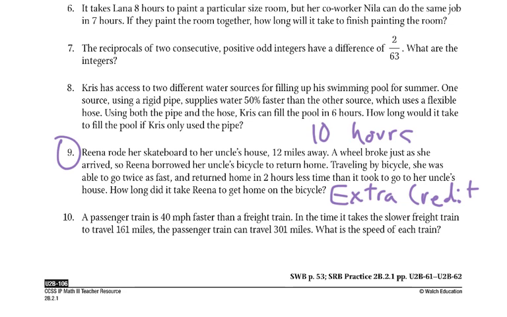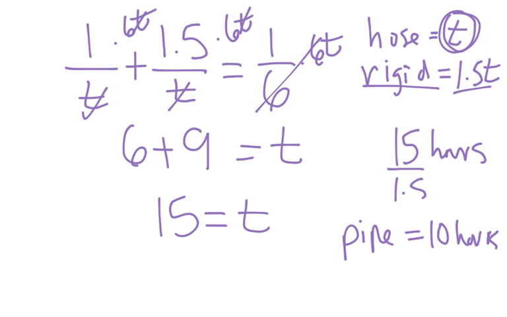A passenger train is 40 miles per hour faster than a freight train. In the time it takes the slower freight train to travel 161 miles, the passenger train can travel 301 miles. What is the speed of each train? Okay, so looking at this one, we kind of have to think of it differently. And here's how I figured this one out.